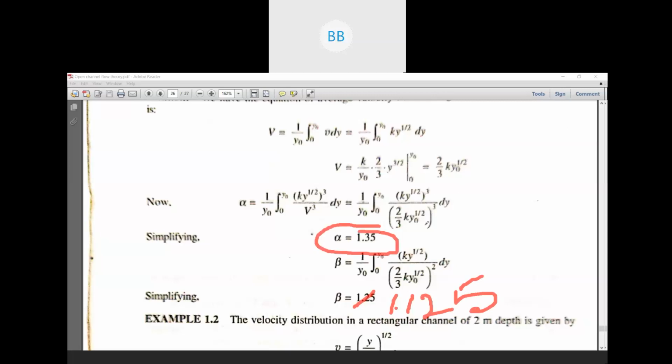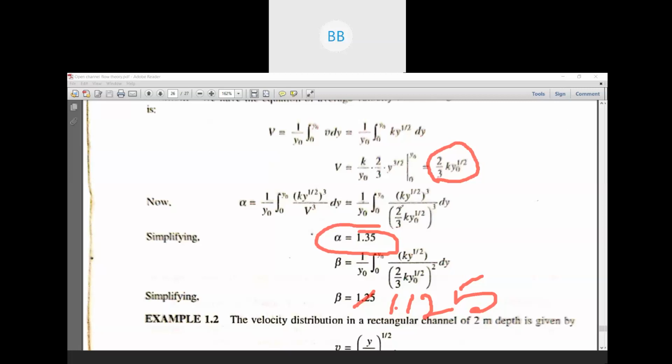It's very simple. Like the previous one, we have to substitute the small v, and in place of capital V, we have already derived that expression, 2 by 3 k y naught to the power half. Small v we know is k into y to the power half, whole cube, divided by, in place of capital V, the average velocity expression we obtained, 2 by 3 k y naught to the power half. So this k and this k will be cancelled out.